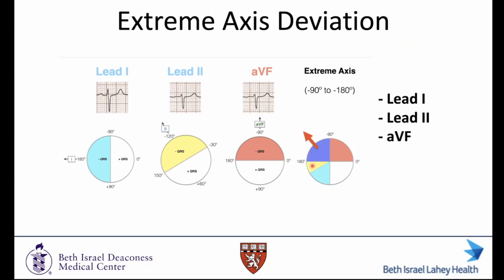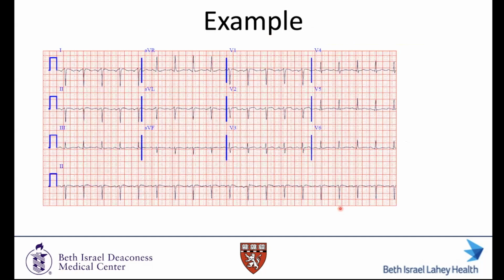Exactly. So usually it's okay to use lead 1 and lead 2 when you're looking at axis, but AVF can be helpful in certain situations. So let's look at an example. Take a moment to pause this video and try to figure out what you think the axis is yourself.